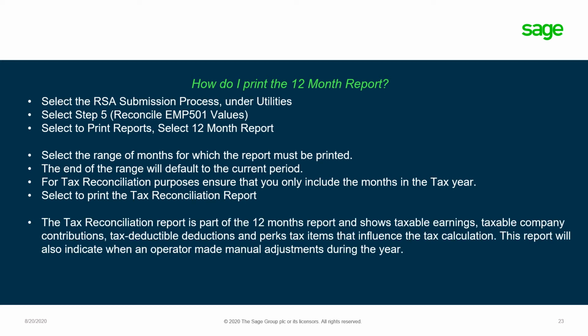The tax reconciliation report is part of the 12-month report and shows taxable earnings, taxable company contributions, tax-deductible deductions, and perks tax items that influence the tax calculation. This report will also indicate when an operator made manual adjustments during the year.